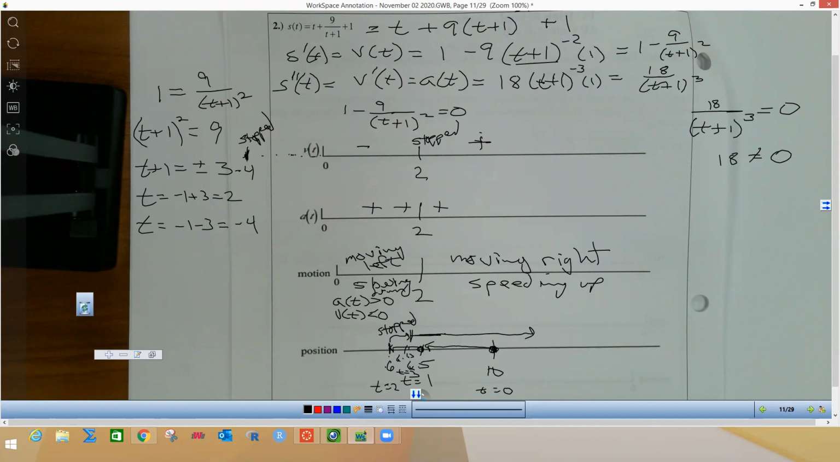Anybody else got a question? So I said bug because on the AP test a couple of years ago, they had a bug on the windowsill. That's what they thought that this was about. Okay, anybody else got any of these they want to see? Yeah. Number 3.